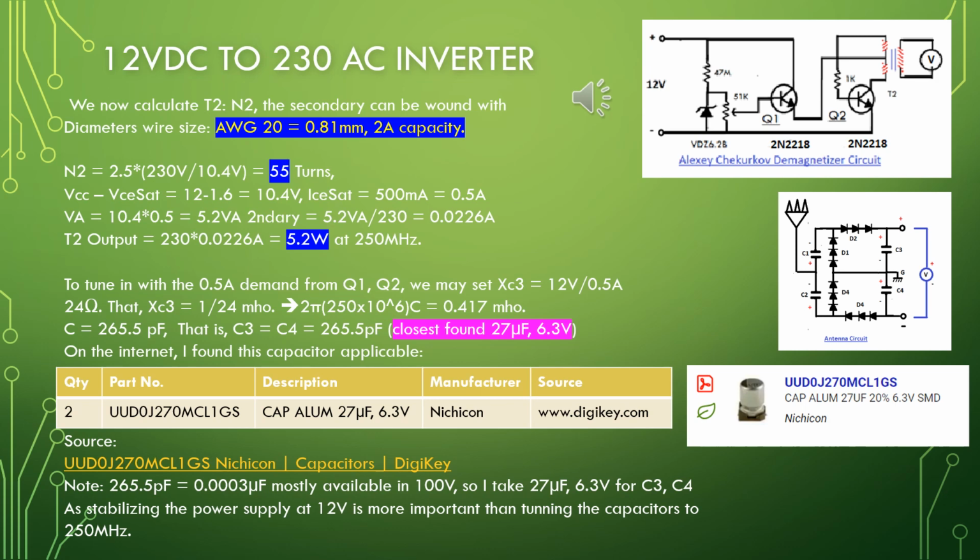We now calculate T2 N2. The secondary can be wound with wire size AWG20, equal to 0.61 mm diameter, 2 ampere capacity. N2 equal to 2.5 times 230 divided by 10.4 equal to 55 turns. VCC minus VCE set equal to 12 minus 1.6 equal to 10.4 volt.